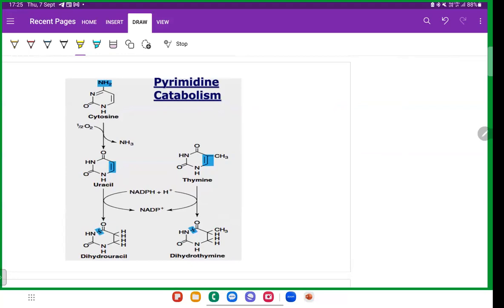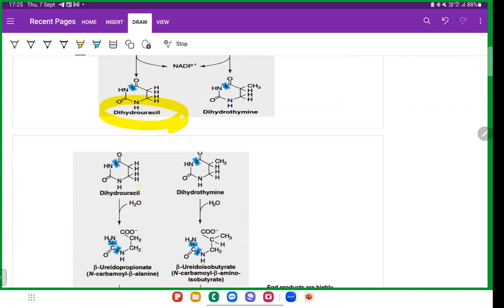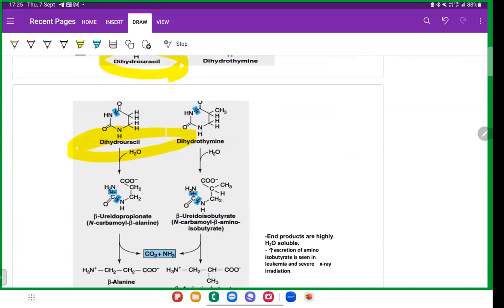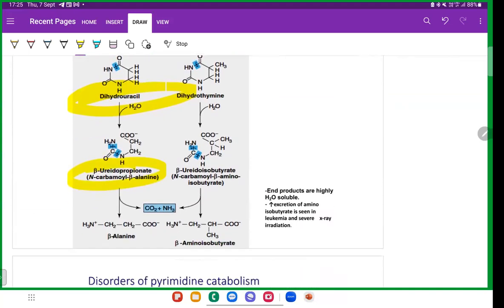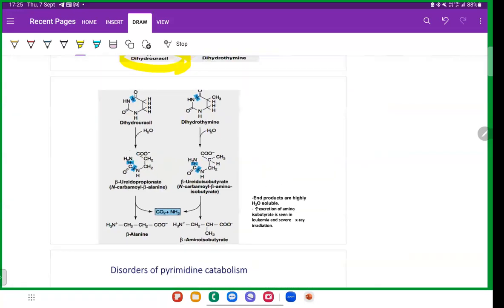This cytosine, what happens? It is going to get converted into uracil. This uracil is going to get converted into a dihydrouracil. Okay, dihydrouracil is going to get converted into, okay, you have this beta ureidopropionate. அதெல்லாம் தேவையில்ல. So strike it out. So all these are unnecessary. Okay, for a medical student, I don't think this is having any use.